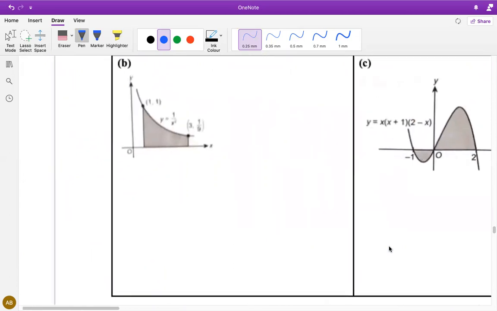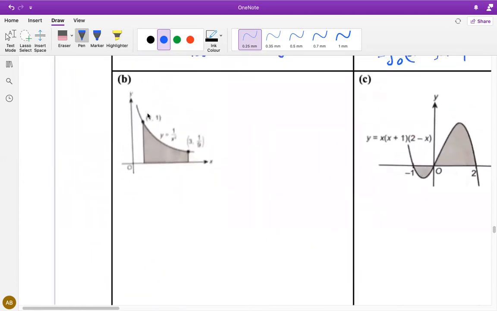Then we have another question, B. So this is 1, 1, and 3, 1 over 9, okay? So we want to integrate the area under the curve, okay?